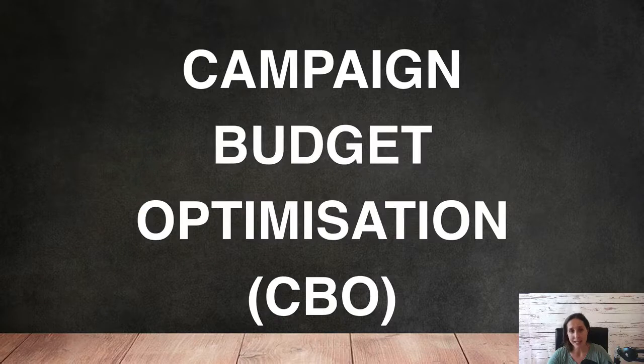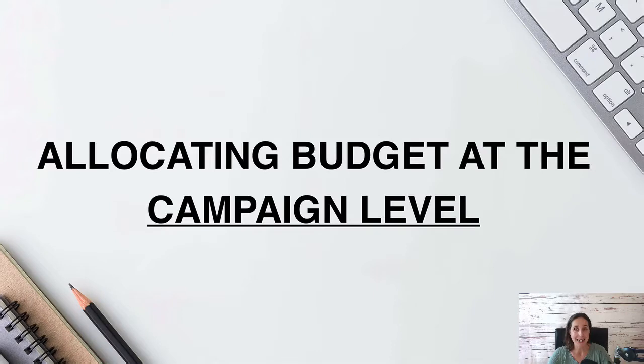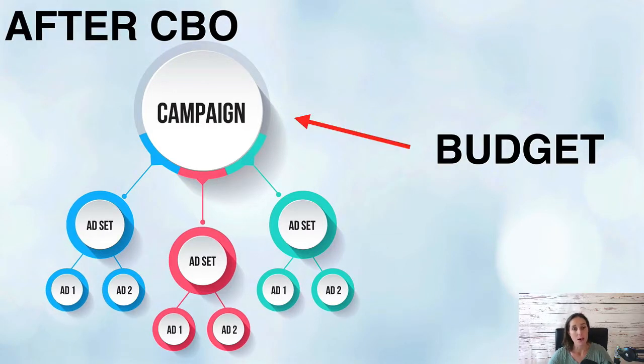This is a relatively new thing rolled out by Facebook, where I'm going to go through the basics of it. So firstly, what is CBO? Essentially, that is allocating the budget that you want to spend at a campaign level. Typically, before CBO campaigns came out, you assigned your budget at an ad set level. So say you wanted to test 3 different targeting options, you'd have 3 different ad sets, and each ad set would have its own budget. However, with CBO, your budget is at a campaign level.